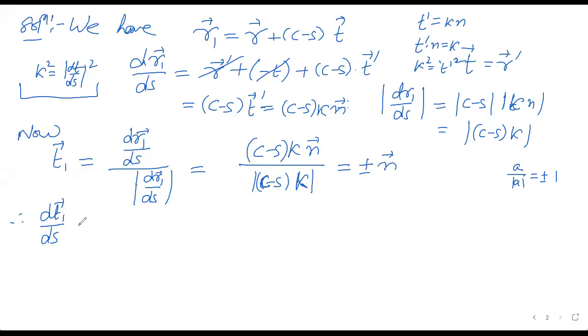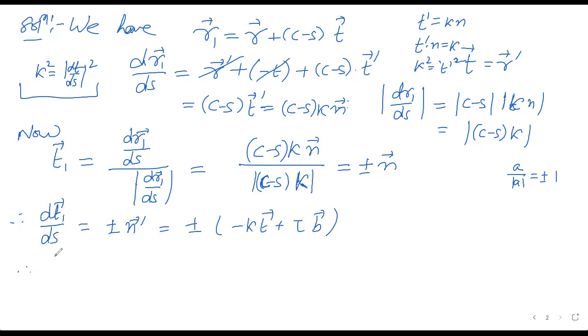So firstly I will find what is dt1 over ds, because I want kappa 1. So dt1 over ds will be what? Plus minus n dash, this n which we found, n dash, and n dash is what? It is plus minus, what is the value of n dash? Minus kappa t plus tau b. It is the value of n dash. In the morning I was discussing this. N dash is this, minus kappa t plus tau b. This is your plus minus sign.